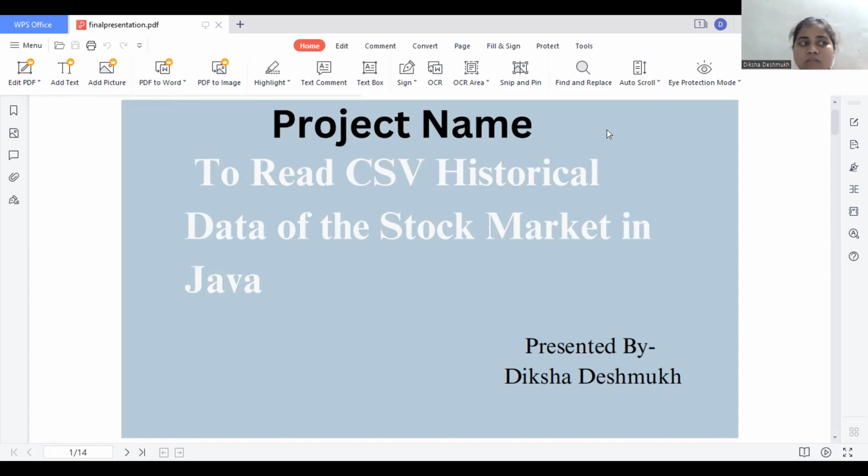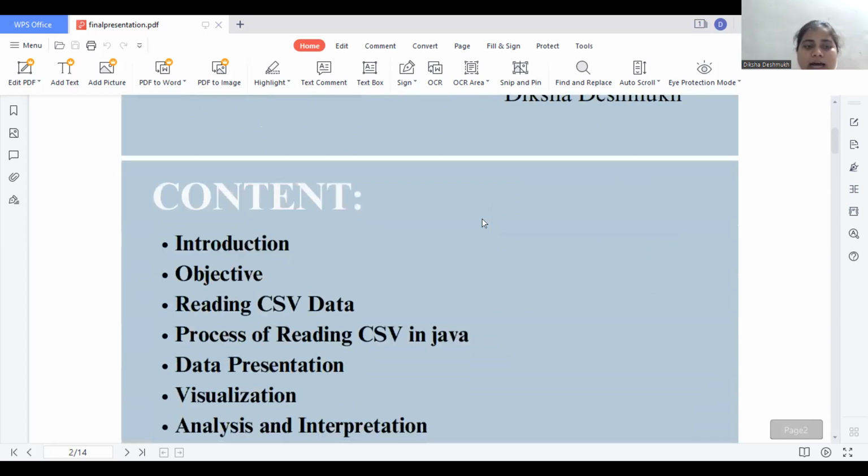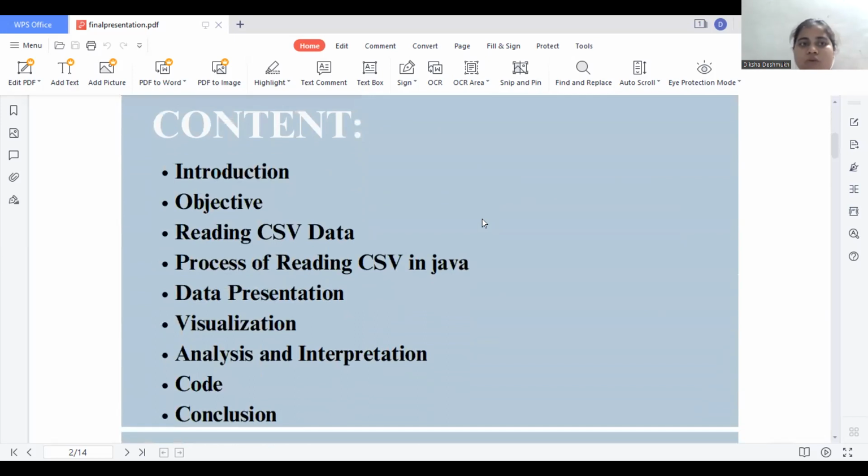Historical data of the stock market in CSV form includes all historical stock prices and index values, along with daily, monthly and yearly data. On the next slide is the content of my presentation: first the introduction, second the objective, third reading the CSV data and the process of reading CSV in Java, then data presentation and visualization, analysis, interpretation, code, and conclusion.